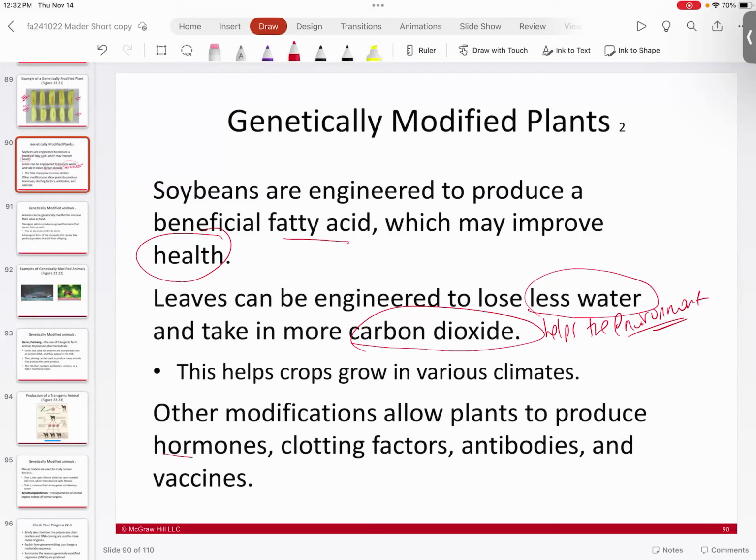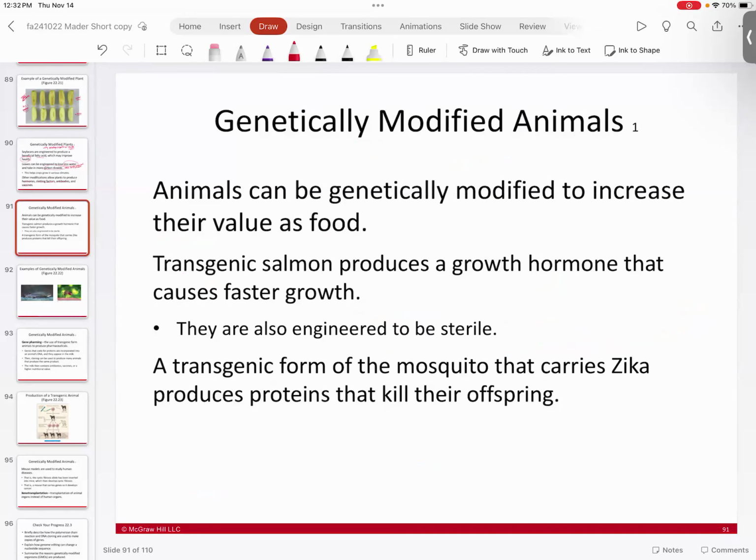Some plants can produce hormones, some can produce clotting factors, antibodies, vaccines. So I would argue that this is using technology to benefit our health. So not all GMO stuff is scary and evil. We actually have a lot of it out there that's giving us a lot of benefits.